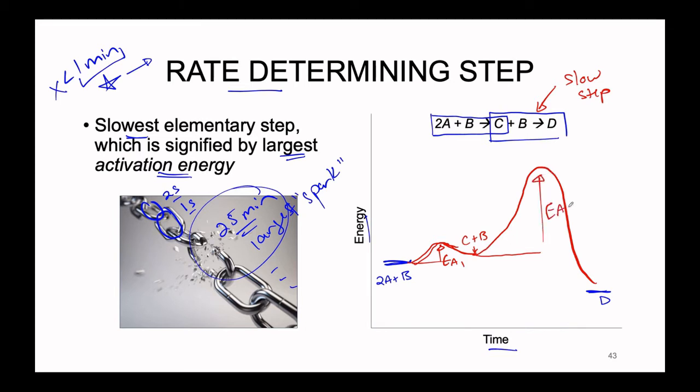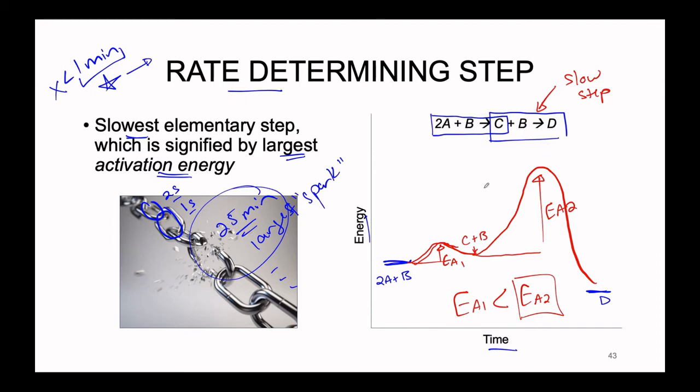This is going to give us activation energy 2. And we can see here that EA2 is greater than EA1. That is what is going to signify this second step as being our slow step. So again, everything's all kind of self-consistent here.